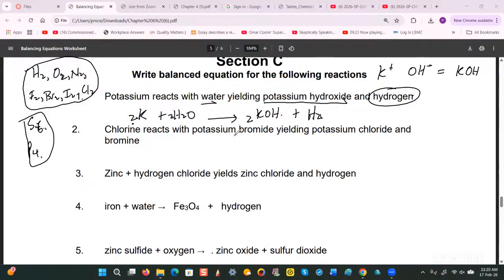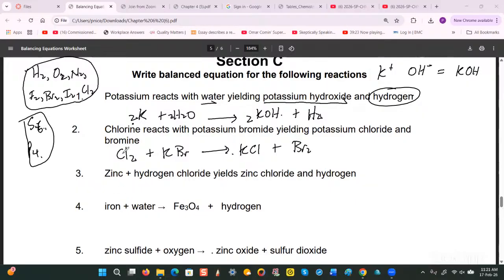Okay, any questions about this one? Okay, for the next one, it says chlorine reacts with potassium bromide, yielding potassium chloride and bromine. So my question to you is, based on the information provided, what would be the formula for the reactants? Cl2 plus KBr. Okay, very good. And then what would be the formula for the products? KCl plus Br2.